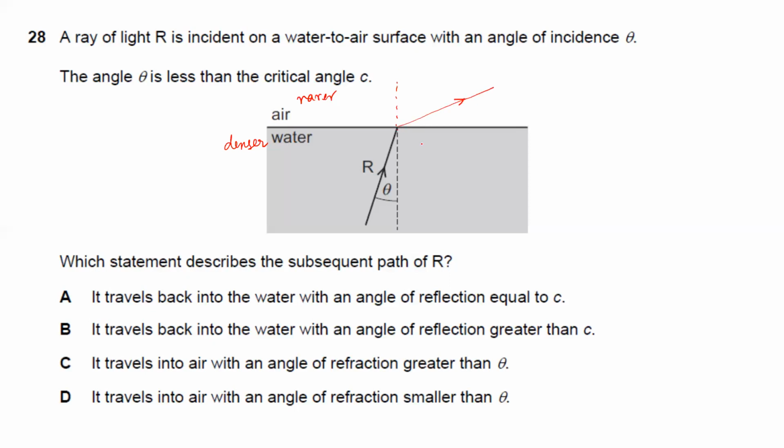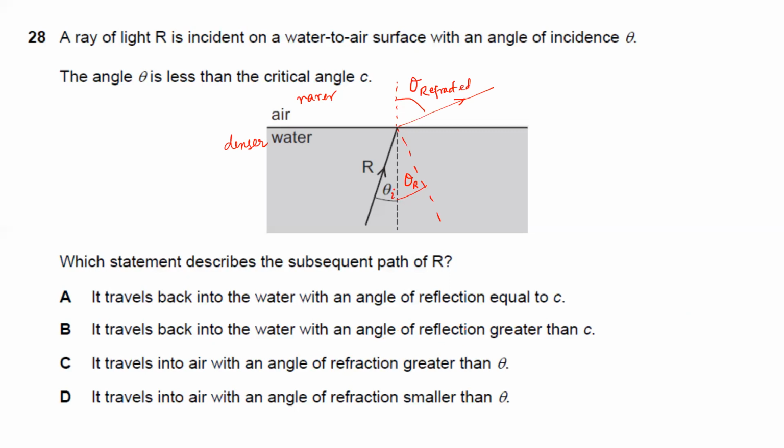This will be the light that moves into the air. So this will be my theta refracted. This is my theta incidence. This will be my theta reflected. This is my theta refracted, so the refracted light. So let's see which statements are good.